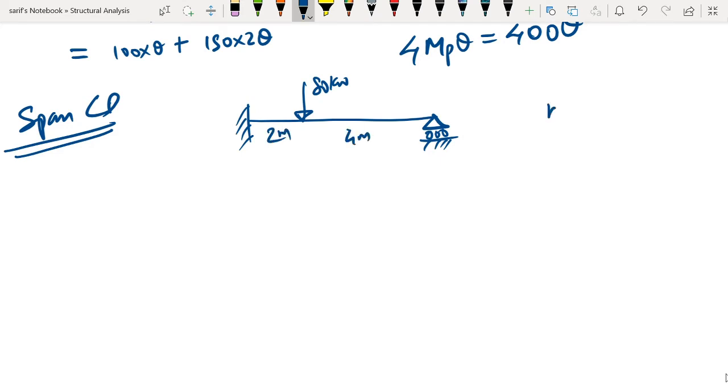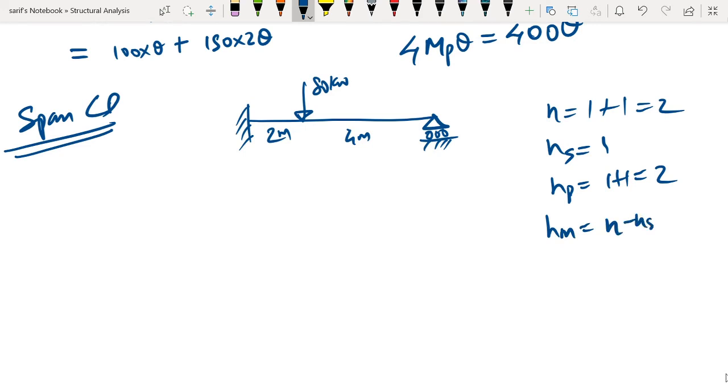So again, the number of possible hinge locations are: one is the fixed support or the interior support, that is 1. Second one is under the load, that becomes another one. So it is total 2. Degree of static indeterminacy of a propped cantilever is 1. Number of possible plastic hinges to form a mechanism is 2. And the number of possible mechanisms is n minus ns, that is 1.